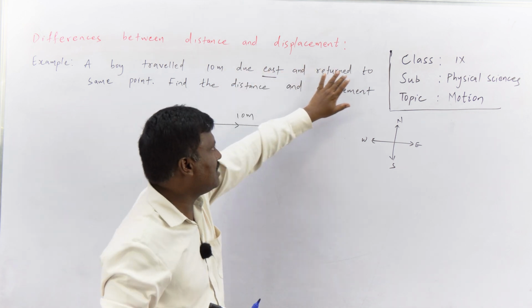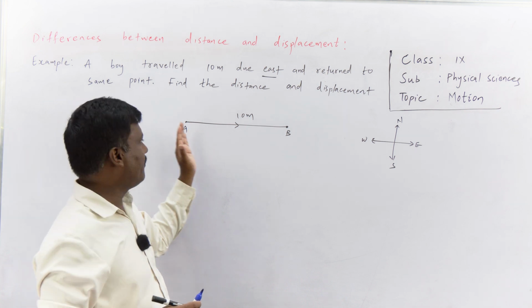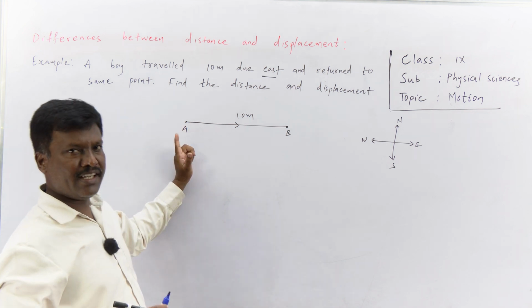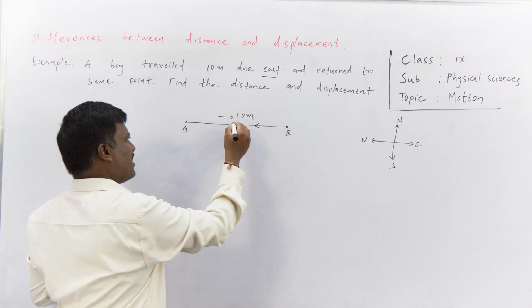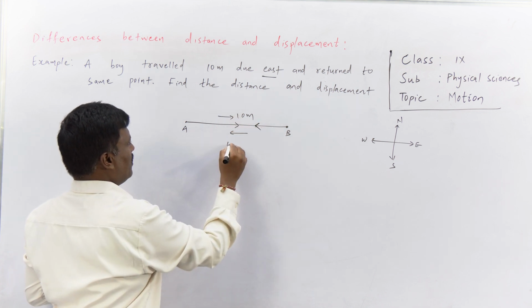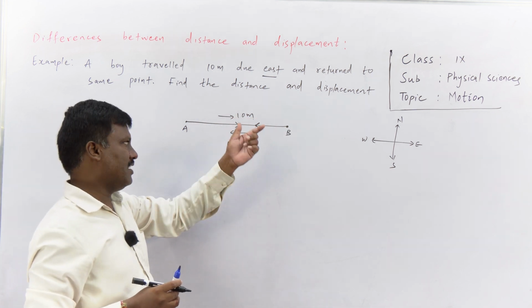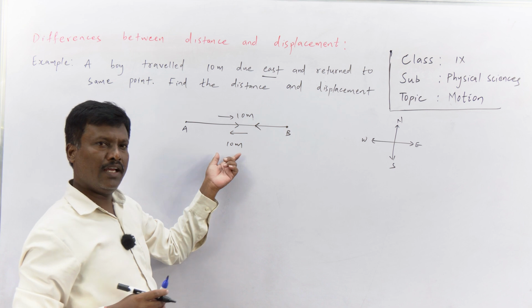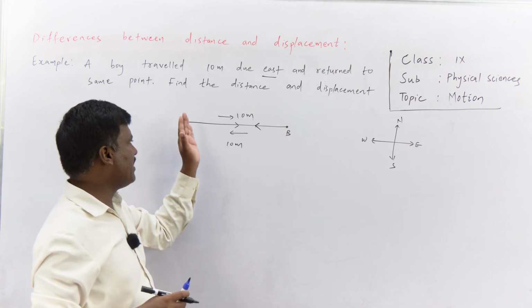Then he returned to the same point. So he returned to the initial point from where he started his journey, A. In this direction he traveled 10 meters, and in the opposite direction also he traveled 10 meters. If the distance from A to B is 10 meters, obviously, then what is the distance between B and A? 10 meters. He traveled 10 meters A to B and 10 meters B to A. Finally he reached the same point.